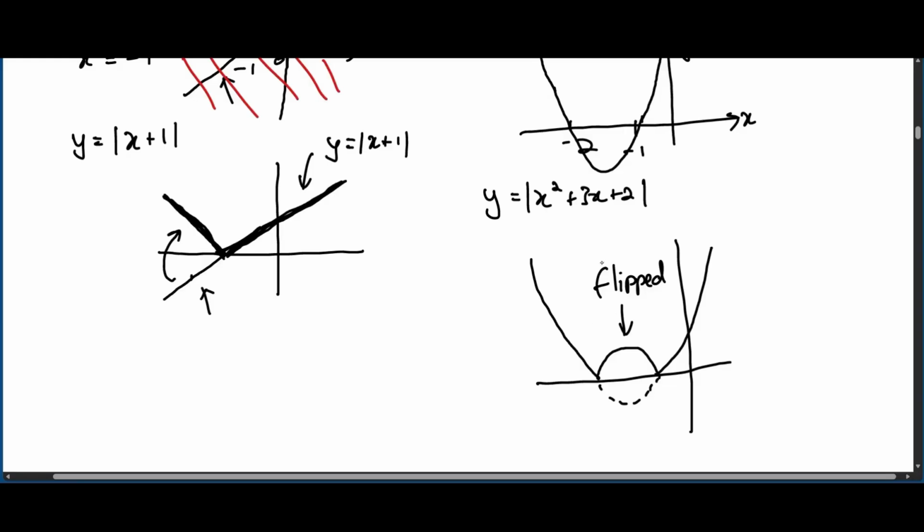Why? Remember, the absolute value function always changes negative into positive. So it has been flipped, or reflected, upwards. This would then be the graph for the absolute value of x squared plus 3x plus 2.